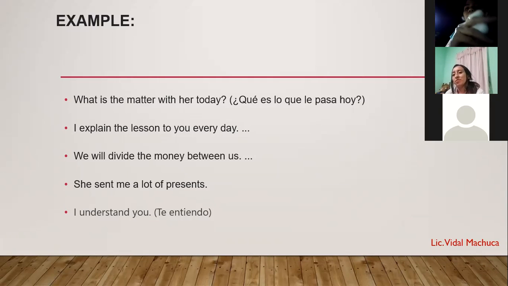Si usted quiere usar esta frase en una parte, we will divide the money between us. Entonces, ¿dónde está el object pronoun ahí? Us. Very good. Us es el object pronoun y el pronoun es we, ¿verdad? Acuérdense que les dije que tiene que estar en concordancia el pronoun con el object pronoun. Very good. Excelente.